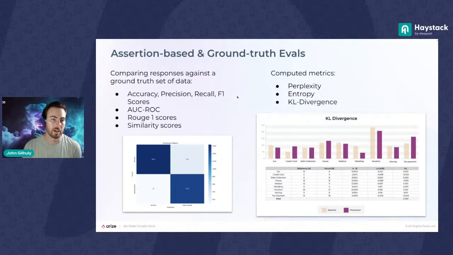So everything from your standard precision, recall, false positives, false negatives, and F1 scores, to building confusion matrices like the ones you see down here. That becomes a standard way that you can measure some of that performance.